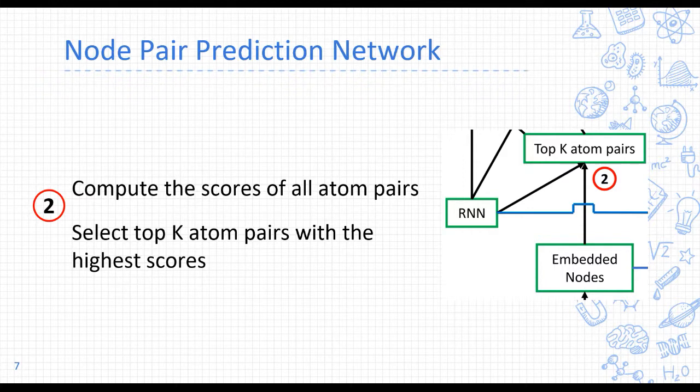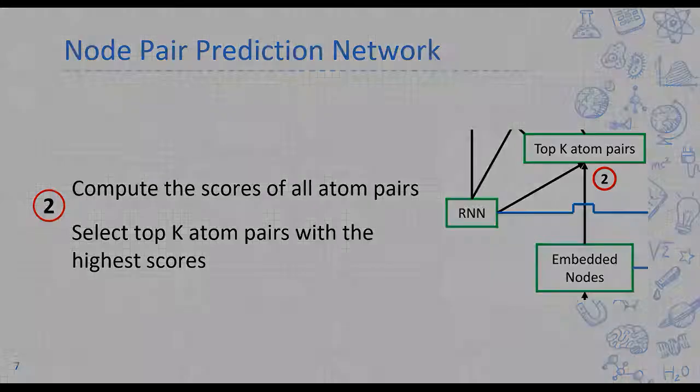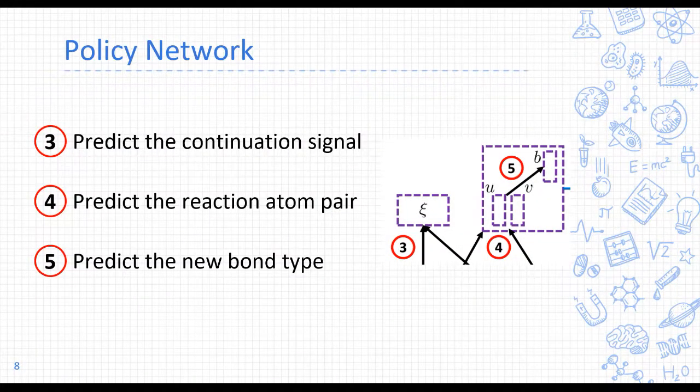Because processing all the atom pairs in a molecule is very expensive, we only select the top k atom pairs with the highest scores. Finally, our policy network will base on the top k atom pairs to find which ones should be modified at the current step and what is new bond type. This network also produces a binary signal to indicate that whether the model should continue prediction or not.